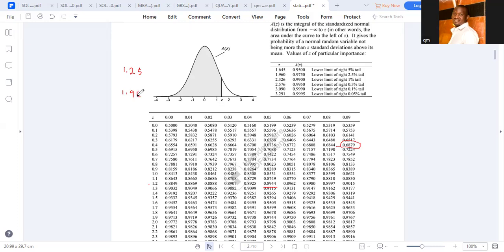Okay. So give me what is the reading for 1.96. Where do you go? 1.9 and 0.06. Okay, is that clear? So this is where the reading is. Are we all together?